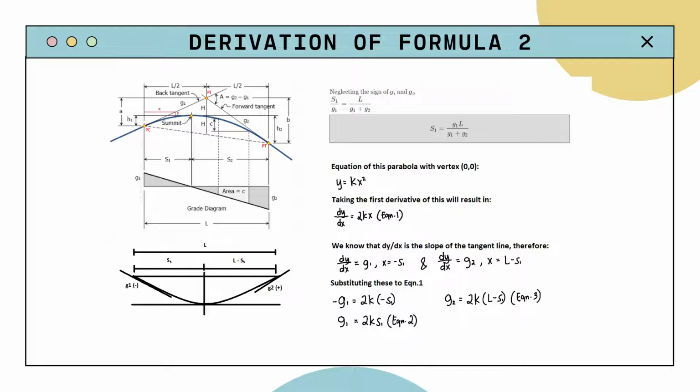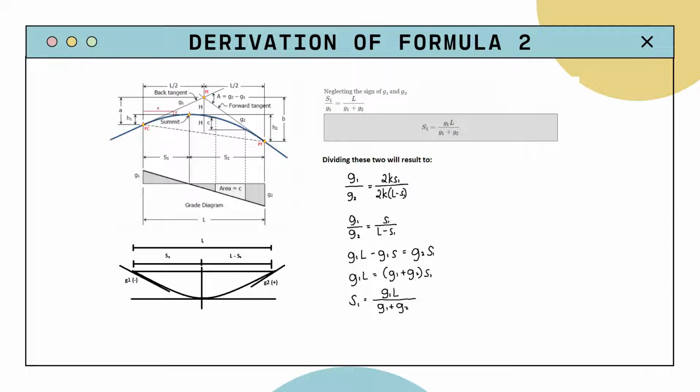And dy over dx equals G2 and x equals L minus S1. Substituting these values, we get G1 equals 2k S1 and G2 equals 2k times L minus S1. Dividing the two equations we just found, we have G1 over G2 equals 2k S1 all over 2k times L minus S1. Simplifying, we get G1 over G2 equals S1 over L minus S1. Simplifying further in order to isolate S1, we get S1 equals G1 times L all over G1 plus G2.